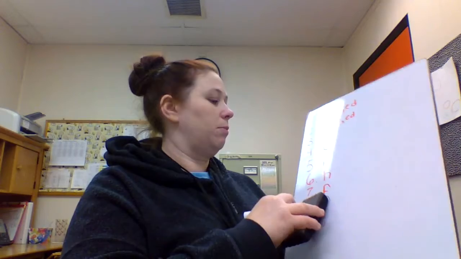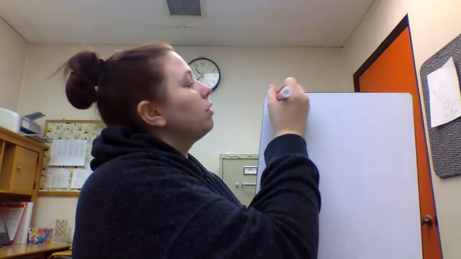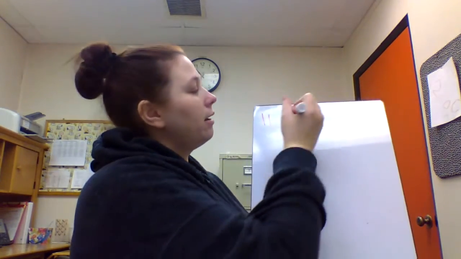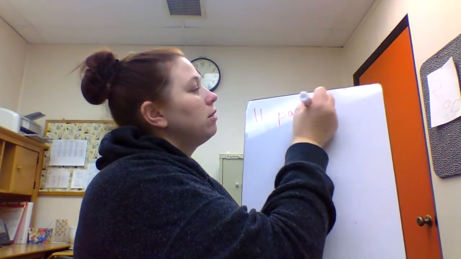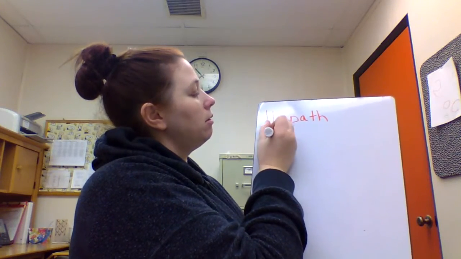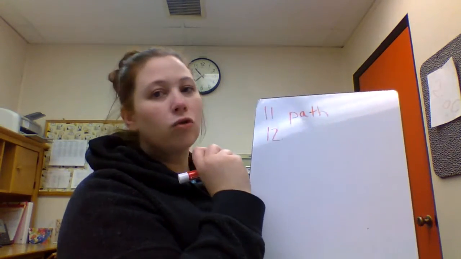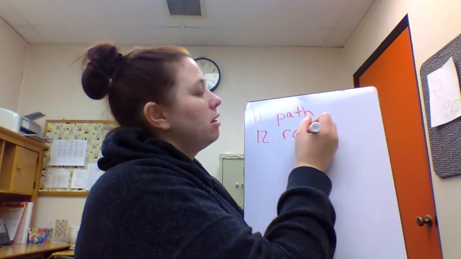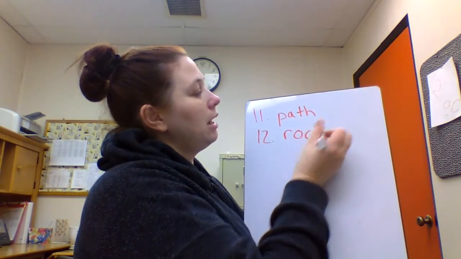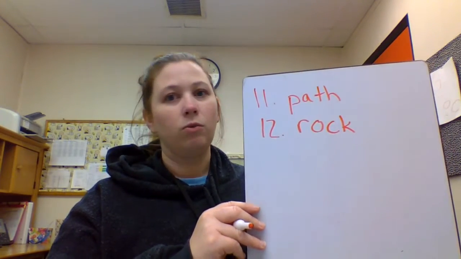Next, we're going to practice spelling a couple of words. I want you to spell on number 11 the word path. P-A-T-H. T-H. Blend. Number 12, we are going to spell rock. R-O-C-K. At the end, after a vowel, we do C-K. Rock.